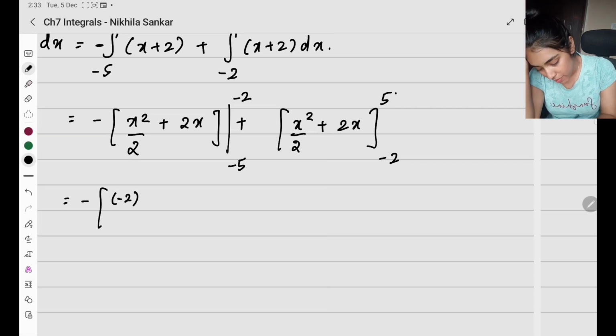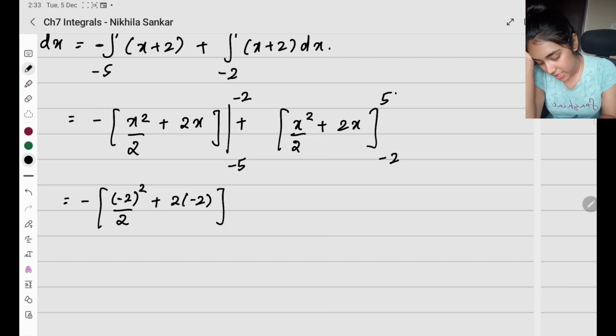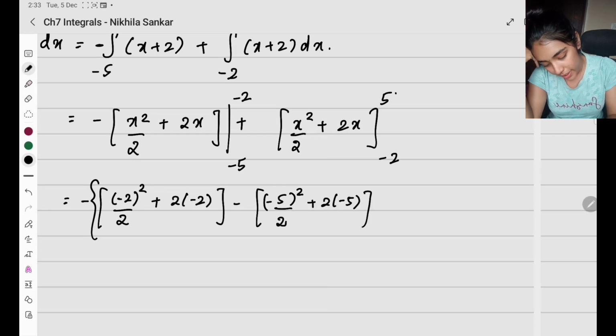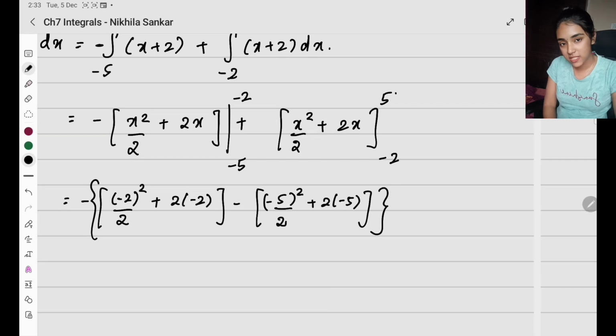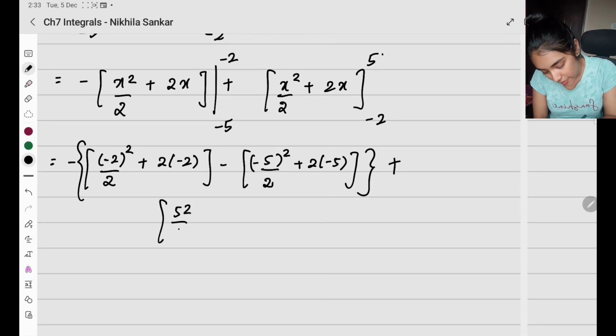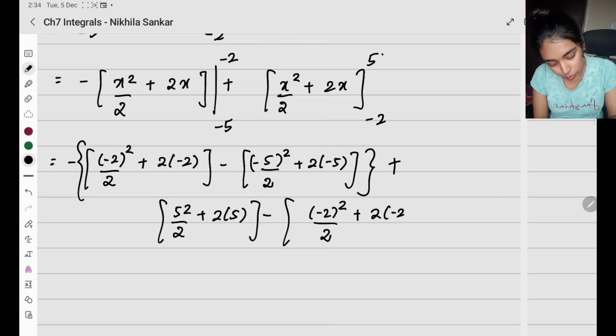Upper limit is going to be minus 2 the whole square divided by 2 plus 2 into minus 2. This is going to be upper limit minus lower limit. So taking the minus common, minus lower limit which is going to be minus 5 square divided by 2 plus 2 into minus 5, close bracket. Okay, so this minus is for the whole term, plus now the second term upper limit. So upper limit is 5 square by 2 plus 2 into 5, minus the lower limit which is going to be minus 2 the whole square by 2 plus 2 into minus 2.